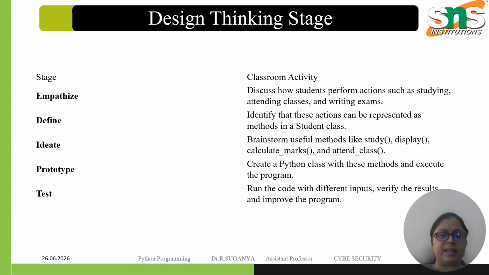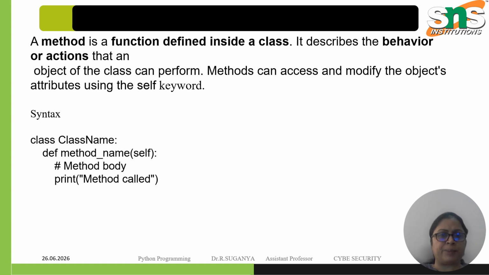Prototype: it creates a Python class with these methods and executes a program. Test: it runs the code with different inputs, verifies the results, and improves the program. A method here is a function which is defined in the class. It describes a behavior or action that an object of the class can perform.